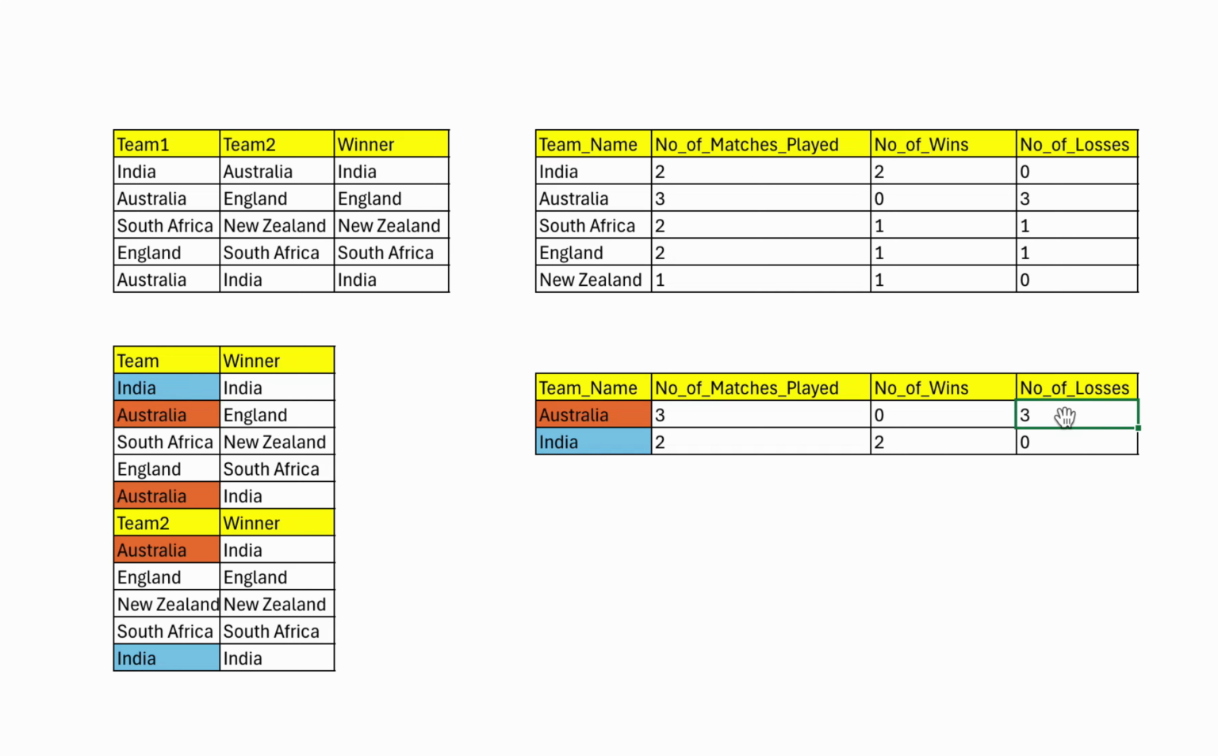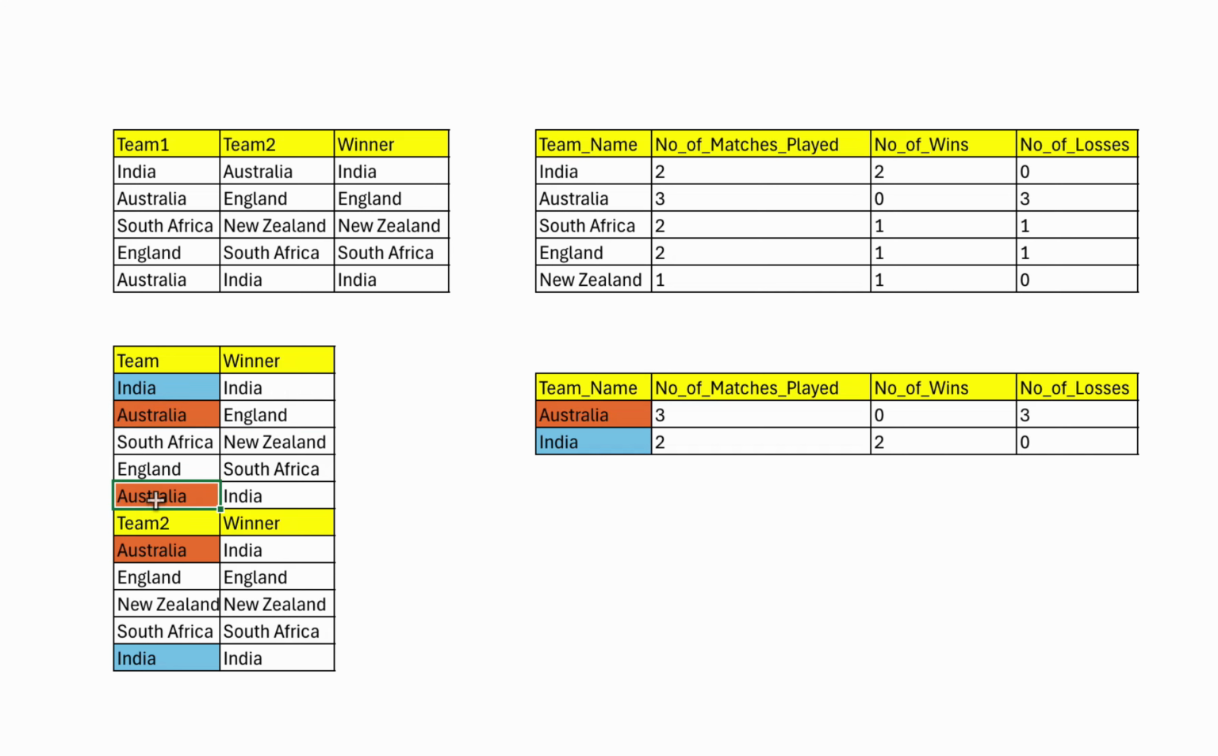So let's look into the Australia team to count the number of losses. For this Australia, if we check, this team name is Australia and the winner was England. That means Australia played one match and England won that match. So we have one loss here.